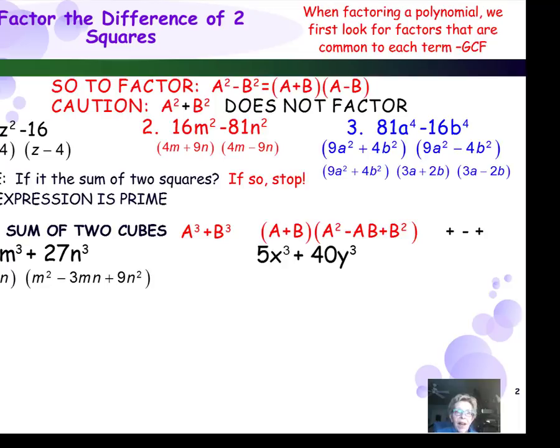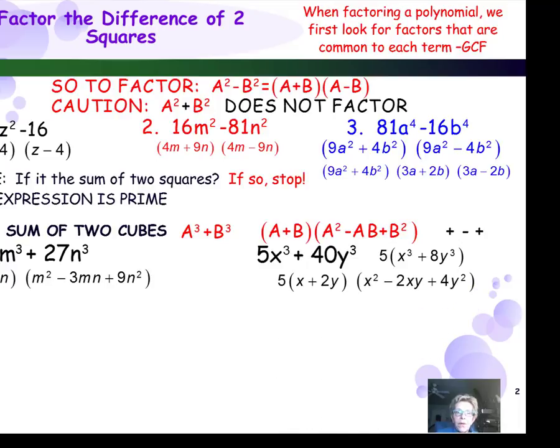My next one is 5x cubed plus 40y cubed, and I'm looking at that and I notice that that 5 is not a perfect cube. Maybe it's a GCF, which is exactly what it is. I'm going to factor that GCF out first. Then I'm able to factor the perfect cube binomial that has a positive in it.